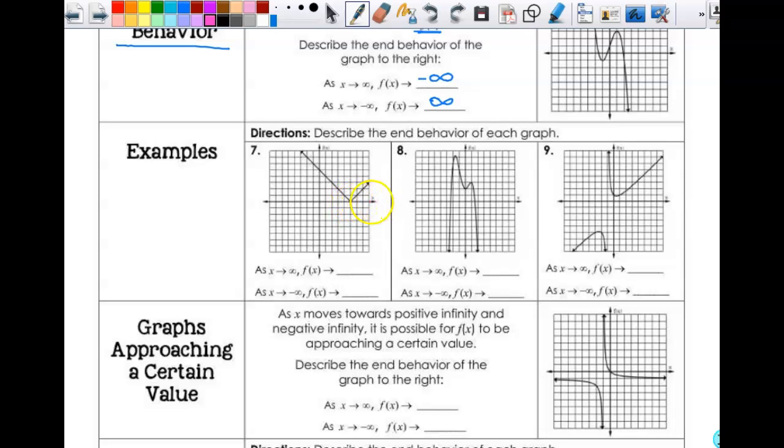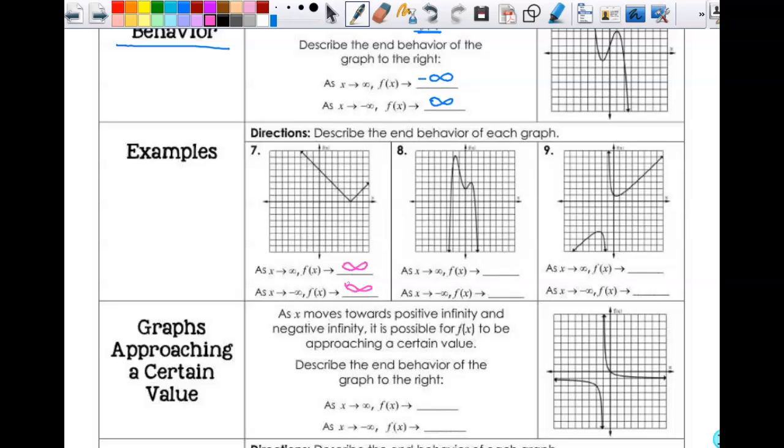As x gets bigger and bigger and bigger, y is also getting bigger, so y is approaching infinity, right? As x approaches negative infinity, so as x gets smaller and smaller and smaller, what's happening to y? It's getting bigger and bigger and bigger, right? So it's approaching infinity on both sides because it's going up, up, okay?